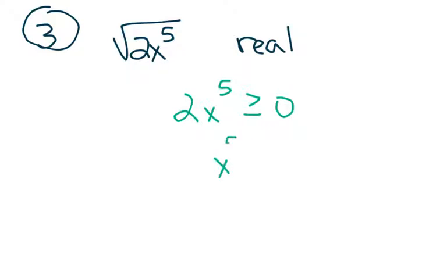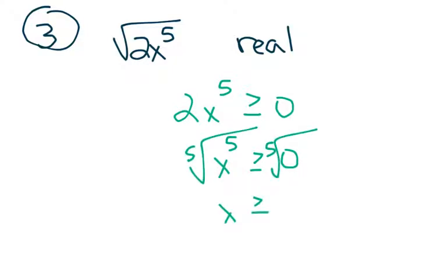You would divide by 2, and 0 divided by 2 is 0. And then you would take the 5th root of both sides. But what's the 5th root of 0? It's 0. So in order for the square root of 2x to the 5th to be real, the x values have to be greater than or equal to 0.